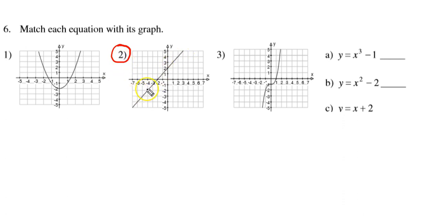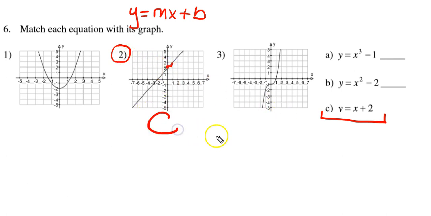And this is this line that's in slope-intercept form, y equals mx plus b. So which equation is like that? Well, right here. So our y-intercept is 2, and our slope is 1 over 1, so over 1 up 1. So this would be C.